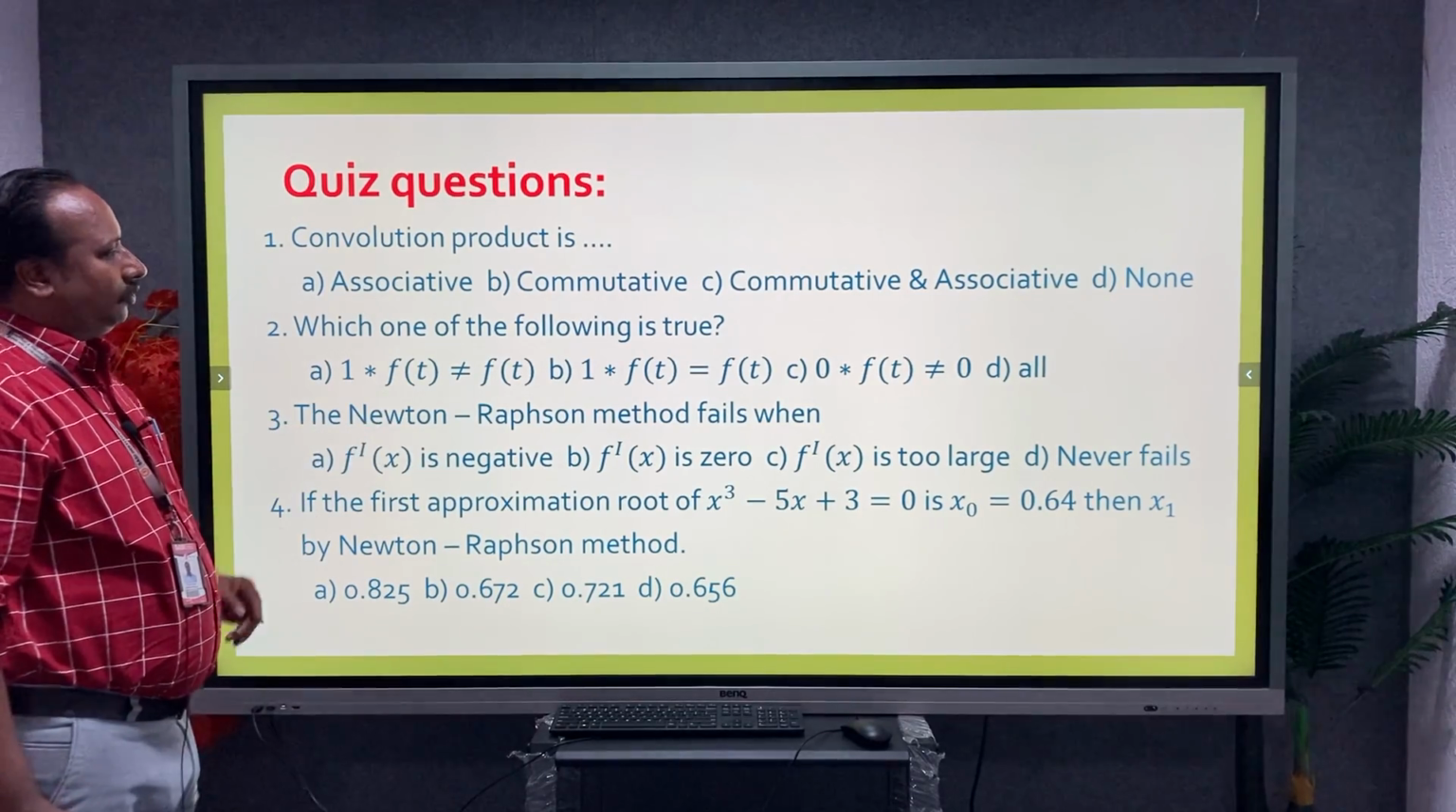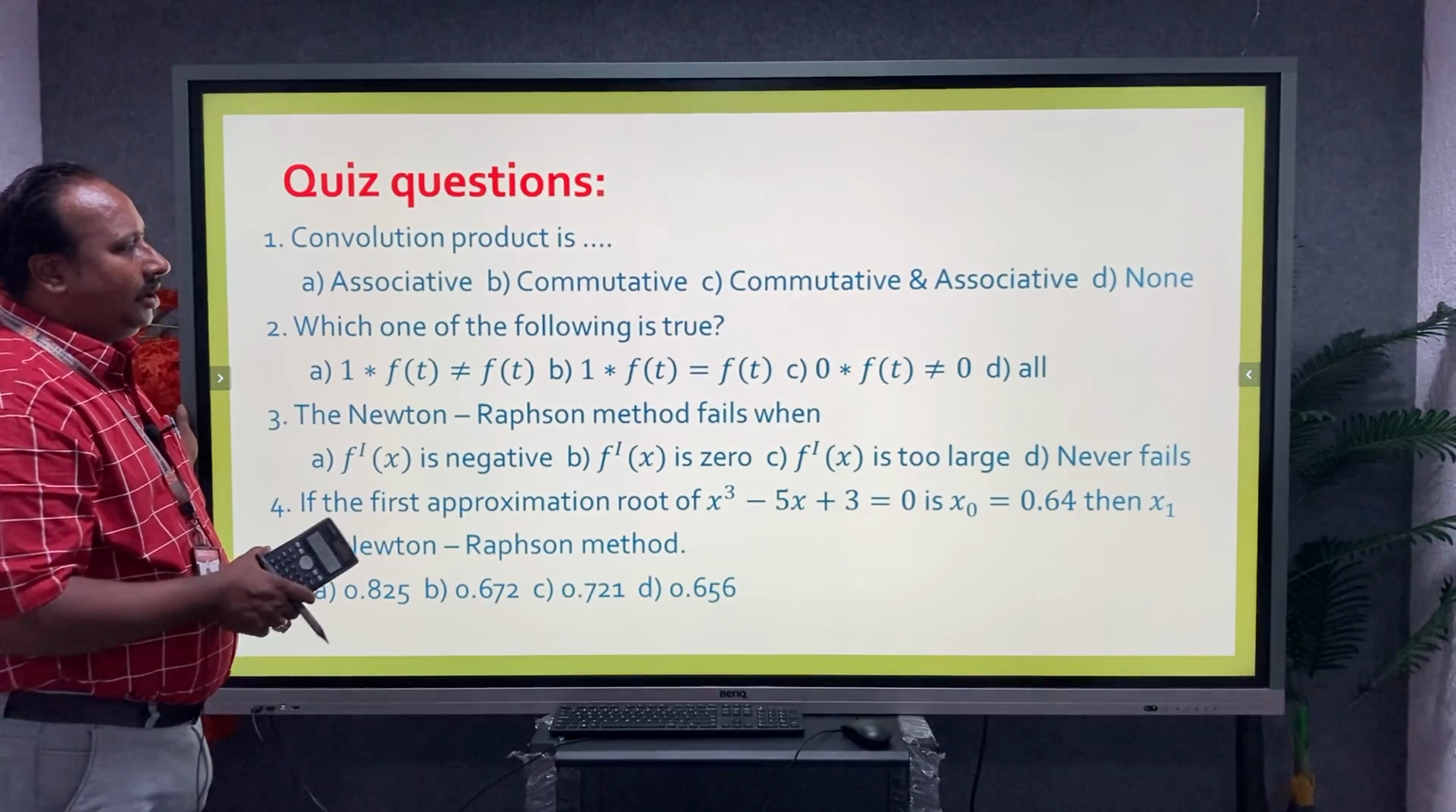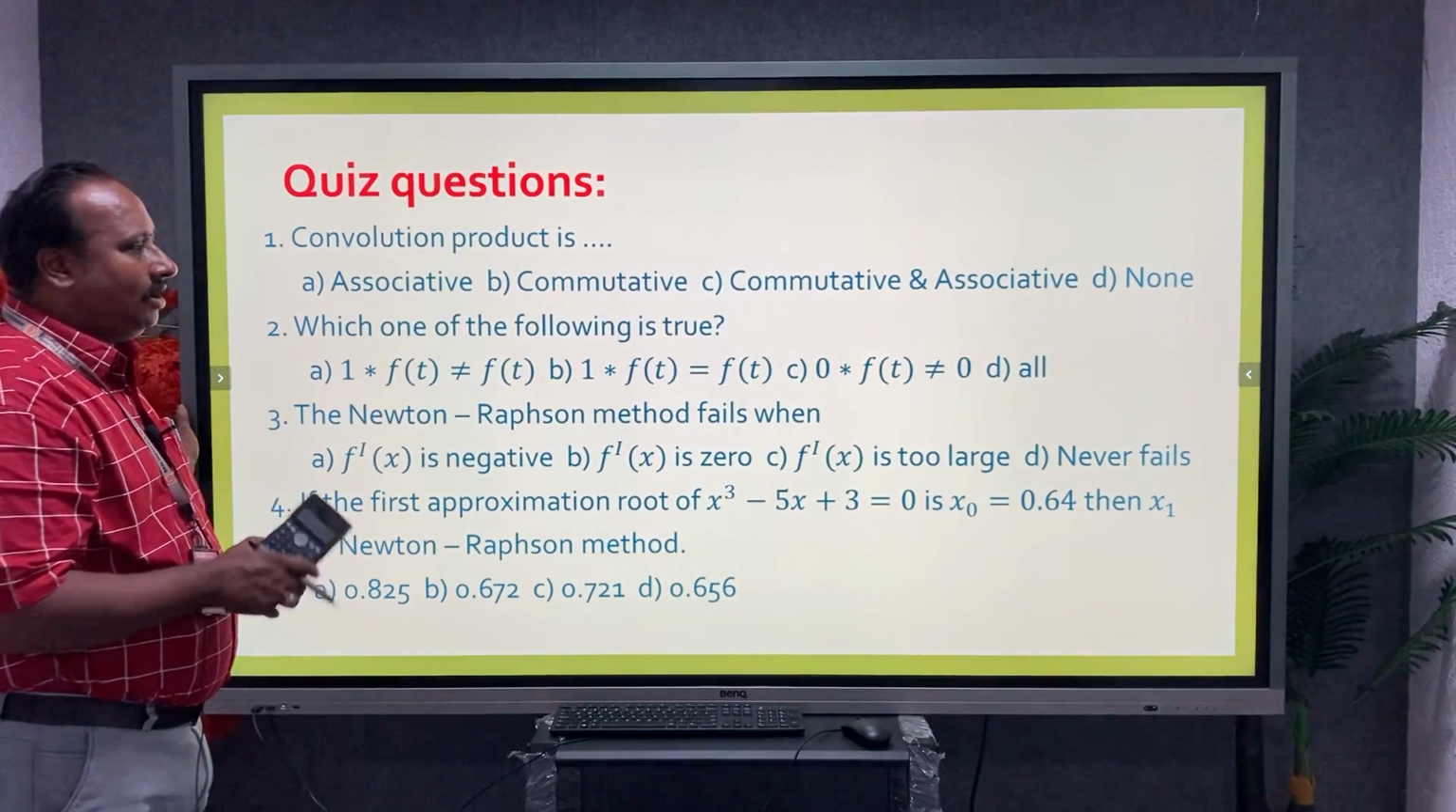1 star f of t equal to f of t. Option C, 0 star f of t is not equal to 0. Last option, D, all.